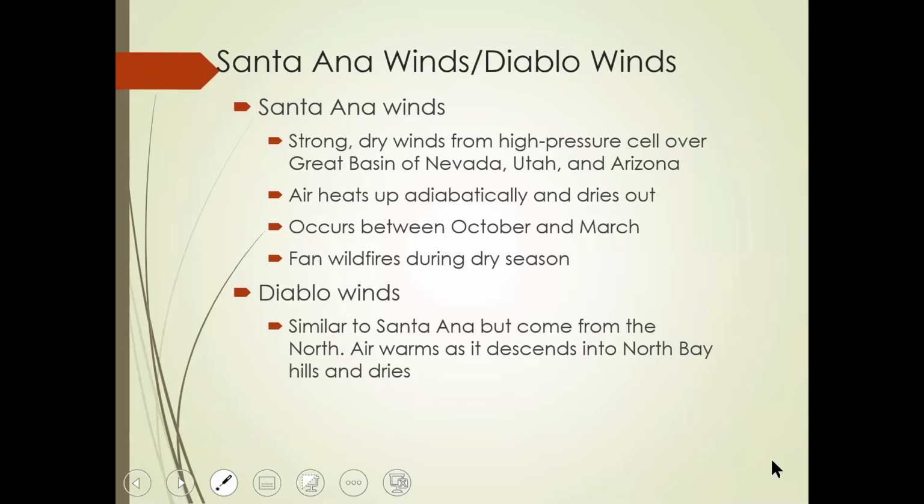It adiabatically warms. And then it gets funneled through these steep mountain canyons and it speeds up, because it's being compressed into a more narrow area. So it speeds up. So we end up with these hot, dry winds blowing into these areas that are just tinderboxes anyway, because of it being summer and it's fire season. And all it takes is one little spark and it turns into these conflagrations that can destroy, like we've seen so much of this happening in the past few years. So they're very instrumental in fanning these wildfires.